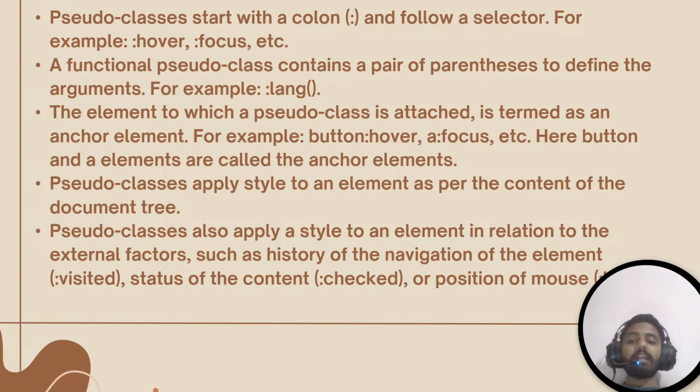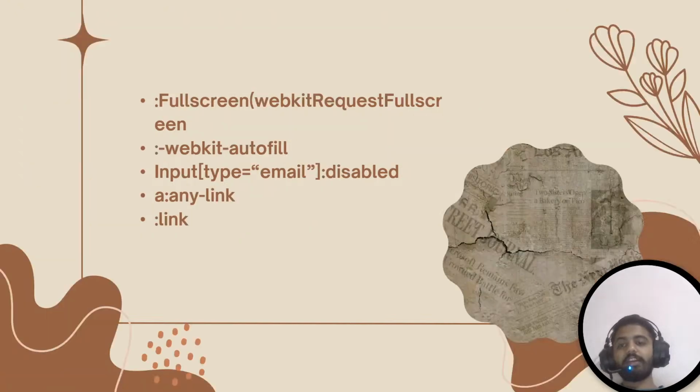So here button and elements are called the anchor elements. So pseudo classes apply style to an element as per the content of the document. Pseudo classes also apply a style to an element in relation to external factors such as history of navigation of elements. So we can say visited, or let's say checked. We can use it for links or buttons. Correct? So let's try to use them now.